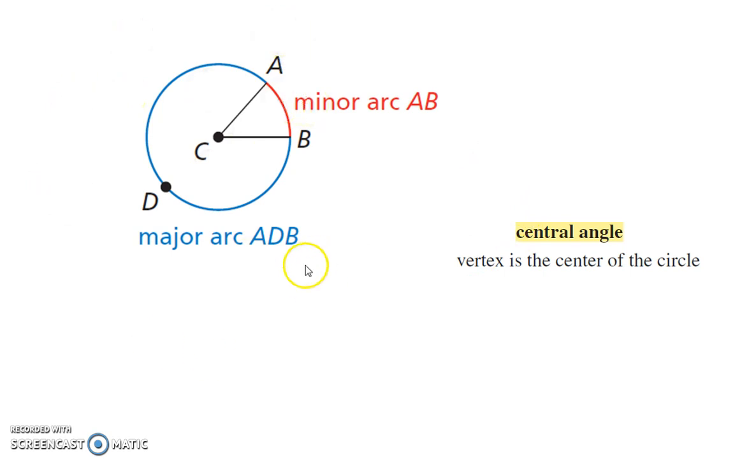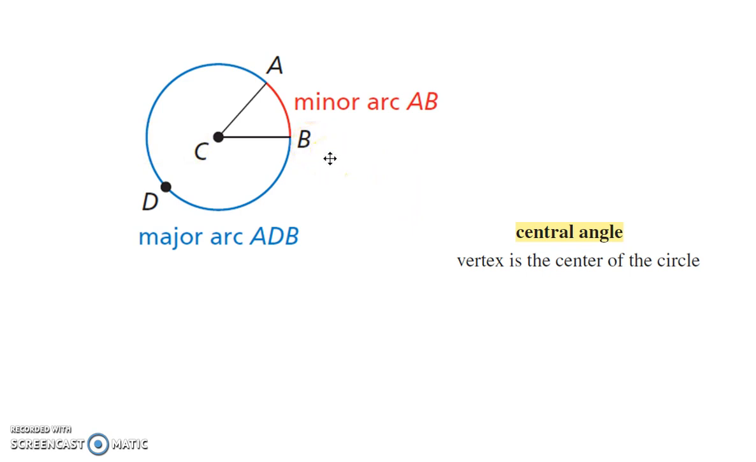Alright, in a circle, if you have a central angle, you have a minor arc and a major arc. The minor arc is the smaller one, right? So that's less than 180. And the major arc is the bigger one. If you have an arc of 180, then we would call that a semicircle. A semicircle is an arc with endpoints at the ends of the diameter.